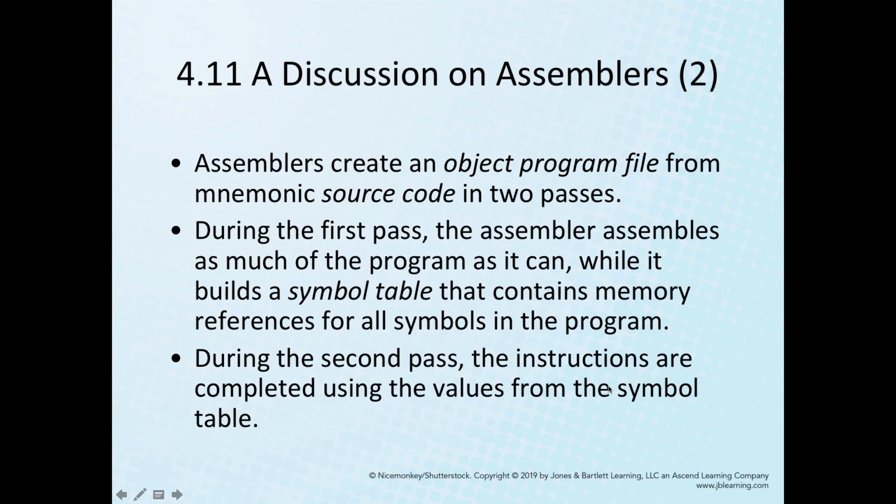So as you run the assembler, it translates the mnemonic source code into an object program file. That is what the computer can understand. It actually does two passes. In the first pass, the assembler assembles the program as much as possible, but mainly it builds a symbol table, and then in the second pass it completely translates all of the mnemonic code into machine language. Let me explain that in detail.